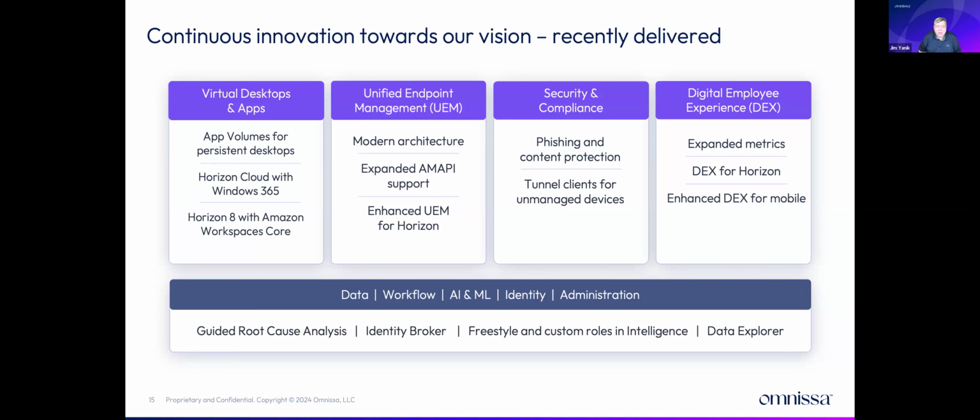We've added support for Horizon Cloud with Windows 365. We've added support for Horizon 8 with Amazon WorkSpaces Core. On the UEM side, I'm going to talk more about modern architecture. That's been a big push for us over the last couple of years. I've got a slide on that later. API support, enhanced UEM for Horizon. On the security side, to our mobile threat detection, we've added phishing and content protection, and we've also given the ability to have a tunnel client on unmanaged devices, even if you're not using UEM to manage the device, to be able to take advantage of our tunnel clients.